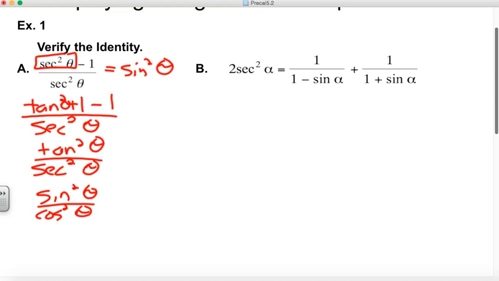That's a quotient identity, that tangent equals sine over cosine. So tangent squared is going to equal sine squared over cosine squared. And then secant squared is 1 over cosine squared theta. That's one of our reciprocal identities. So now we've got a fraction divided by a fraction. When we have a fraction divided by a fraction, we keep the first fraction the same, we change it to times, and we flip the second fraction.